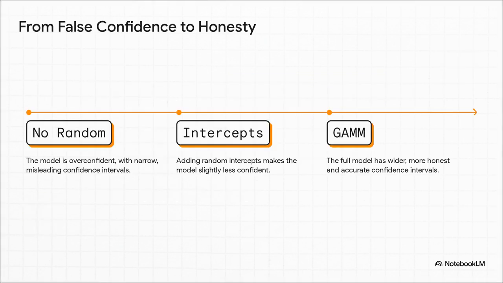This slide shows us exactly why that happens. Look at the gray area. That's the model's uncertainty. The simple model is super confident with that very narrow band, but it's a false confidence. As we add the right layers, the uncertainty band for the full GAMM gets wider. The model is less certain, yes, but it's also more honest. It's accurately reflecting the real complexity in the data, which protects us from making these false discoveries.